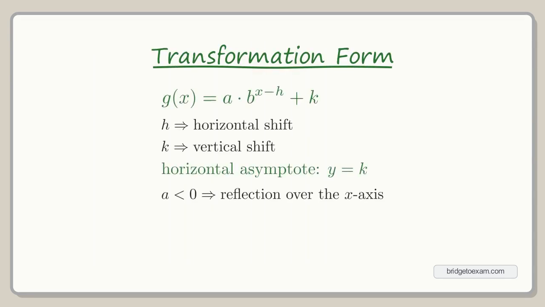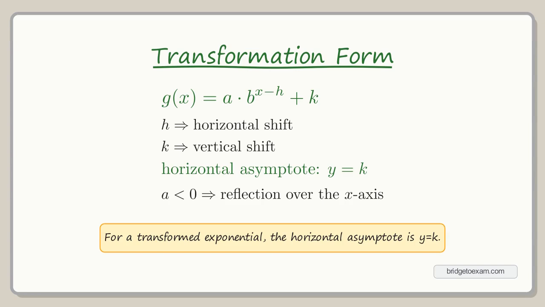Exponential transformations follow the same logic as other function transformations, but the horizontal asymptote is especially important. For g of x equals a times b to the x minus h plus k, the input shift is controlled by h, the vertical shift is k, and the horizontal asymptote becomes y equals k.